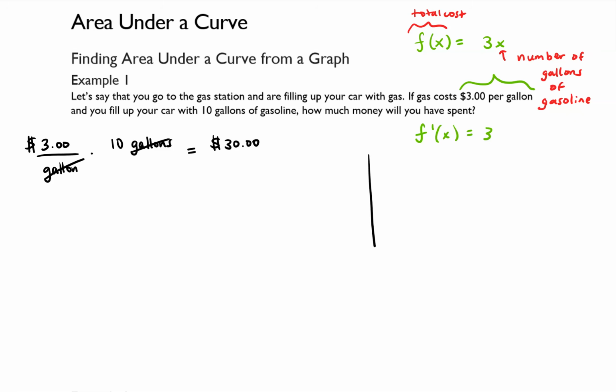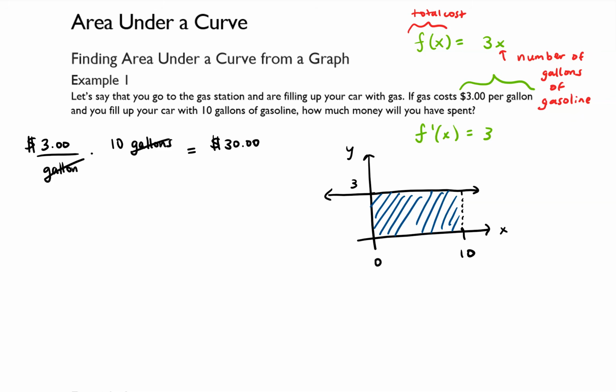And it turns out that if you graph the derivative function, which is just going to be a horizontal line here at 3, and if we examine the area under the curve between x equals 0 and x equals 10, this shape here that's formed is a rectangle, right? And so this length here is 10, and this length here is 3. So the area of that rectangle is 3 times 10, which is 30. And that also helps us to figure out the total cost.